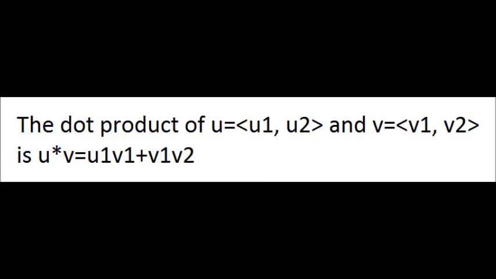So anyway, the dot product is very simple. You just follow this formula, and here it is. Okay, so all it is that if you have u equals u1, u2, and v equals v1, v2, then if you take u dot v, it equals u1 v1 plus u2 v2.